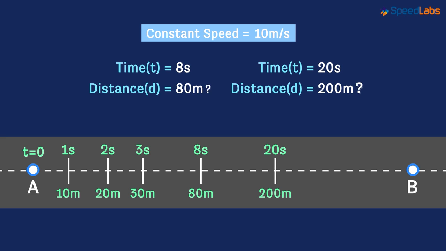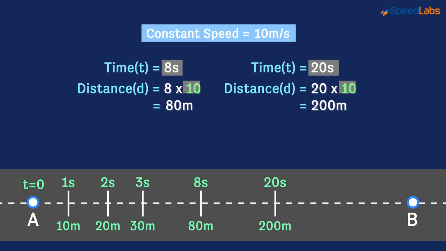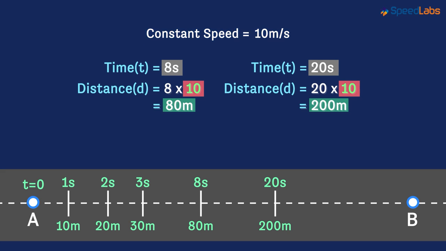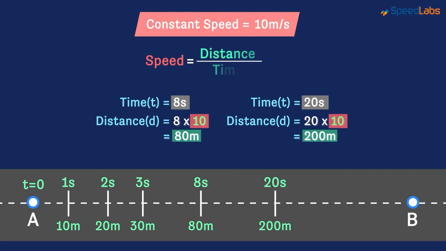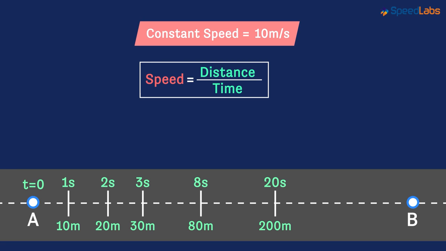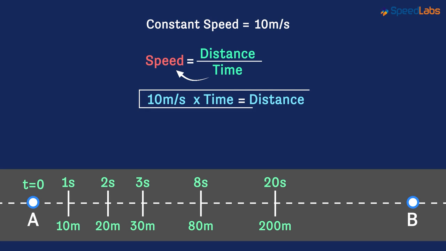But what exactly are we doing here to get the distance? We are just multiplying the time values by 10 to get the required value of the distances. But what is the number 10 here? It's nothing but a given value of speed. So in short, we are using this formula of speed that we saw in the first video. Here the speed is constant, so its value is always 10 meters per second. If we take the time to the other side, we will get this. So you see that we get some kind of a relation between the distance and the time.